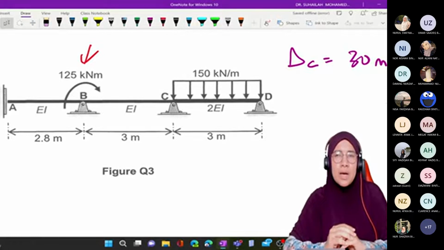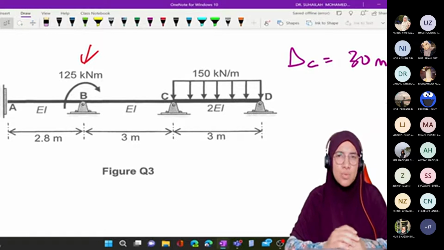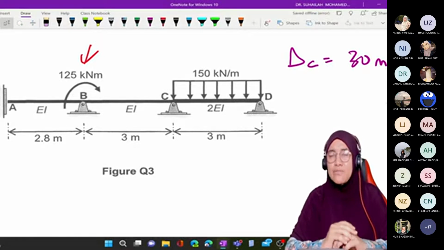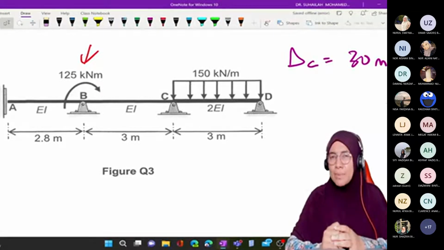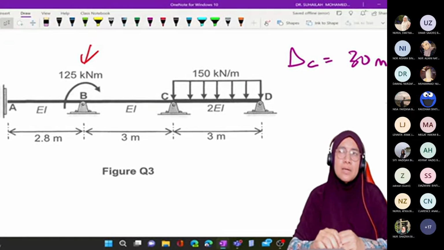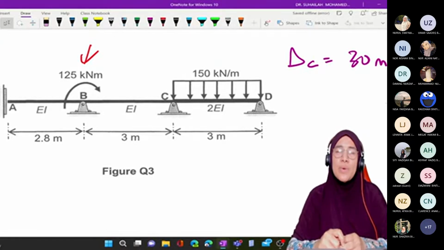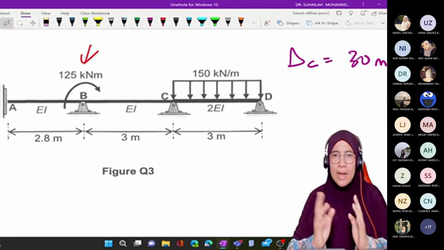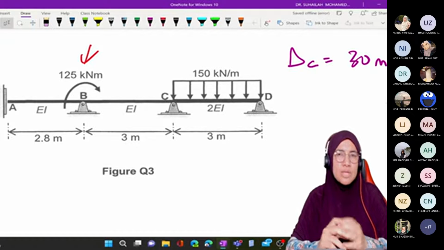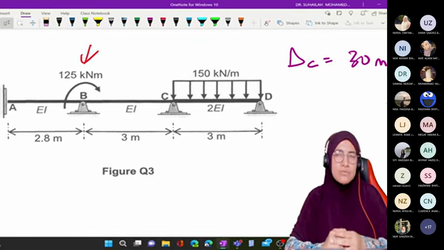But we cannot do that in a frame. Because a frame with side sway must have two tables. We cannot analyze a frame with side sway with one table, because with side sway the delta in a frame is unknown. When the delta is unknown, we cannot add directly like a beam. If you want to refer to frame analysis, you can watch my lecture on my YouTube channel.